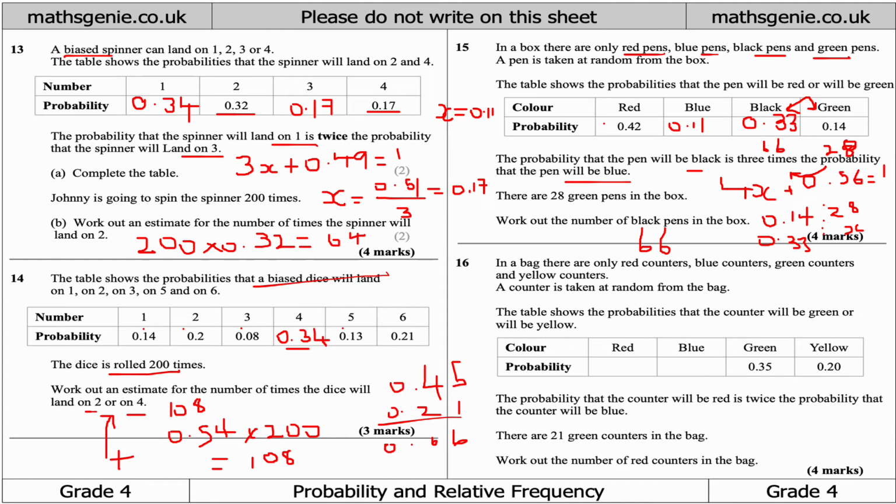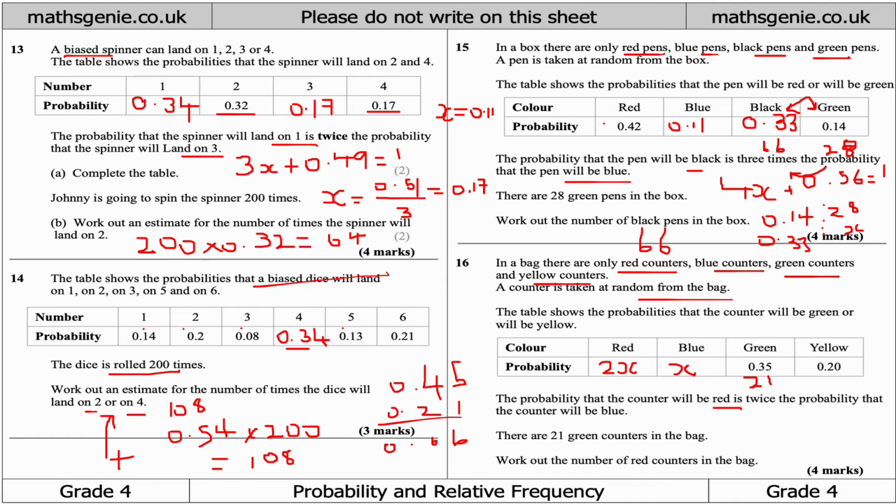This is question number 16, last question for today's video. In a bag there are only red counters, blue counters, green counters, and yellow counters. A counter is taken at random. The table shows the probabilities that the counter will be green or yellow. The probability that the counter will be red is twice the probability that it will be blue, so that's going to be 2x. There are 21 green counters in the bag. Work out the number of red ones.